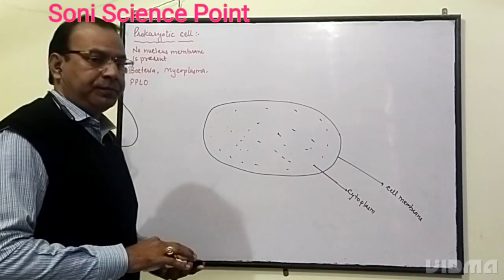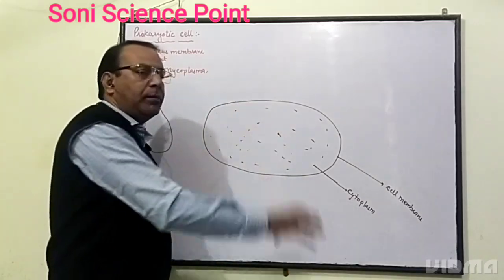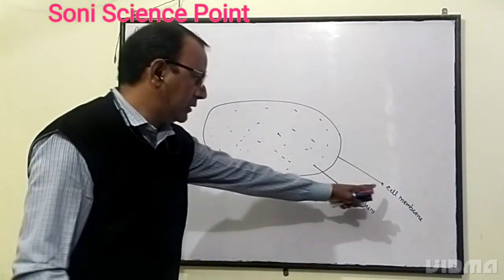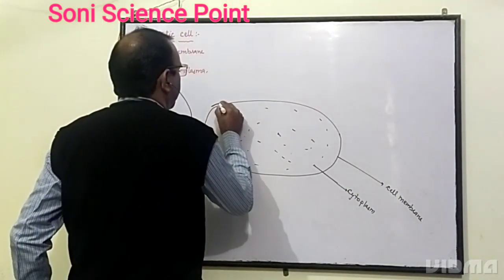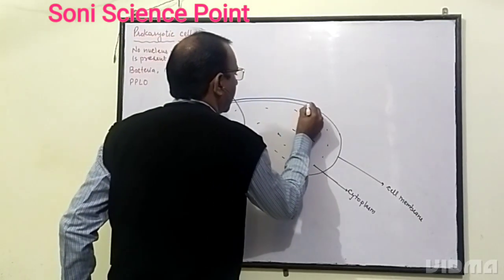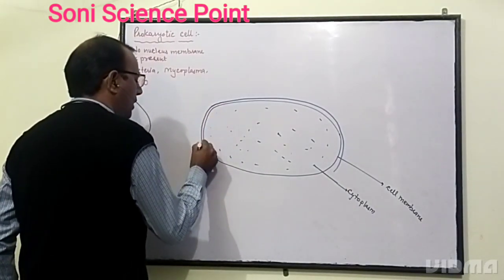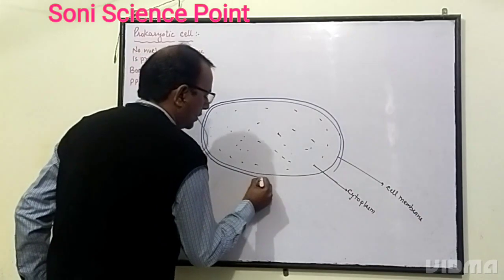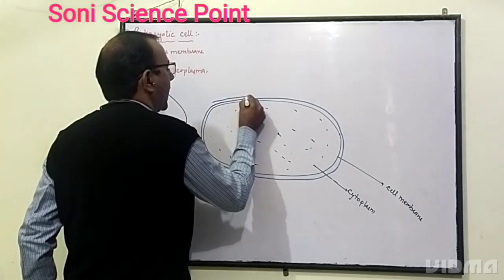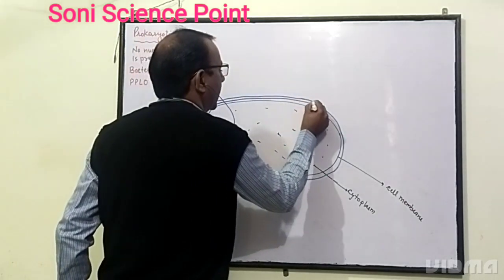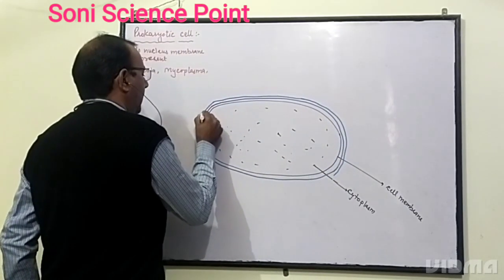In the prokaryotic cell, the outer covering is actually made up of three layers. The first one is the cell membrane, and the cell membrane is covered with another peptidoglycan layer, which is called the cell wall. Prokaryotic organisms contain a cell wall, and due to its presence they have a rigid structure. So we can say that the cell wall provides a rigid structure to the prokaryotic cell.